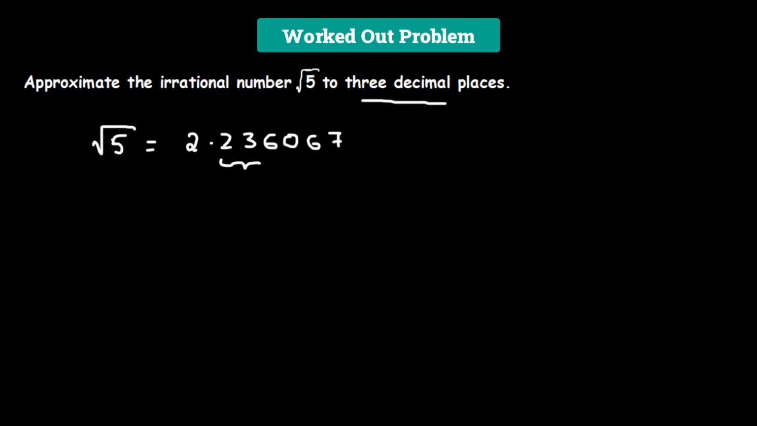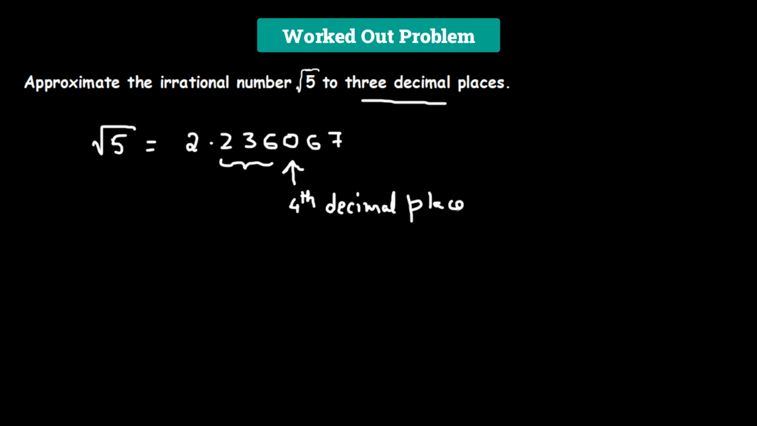Now here it says we have to approximate it to 3 decimal places. So that means we need to go up to the 3 digits to the right of the decimal point. For that we have to look at the digit at the 4th decimal place, which is 0. Let me write it down, this is the 4th decimal place.